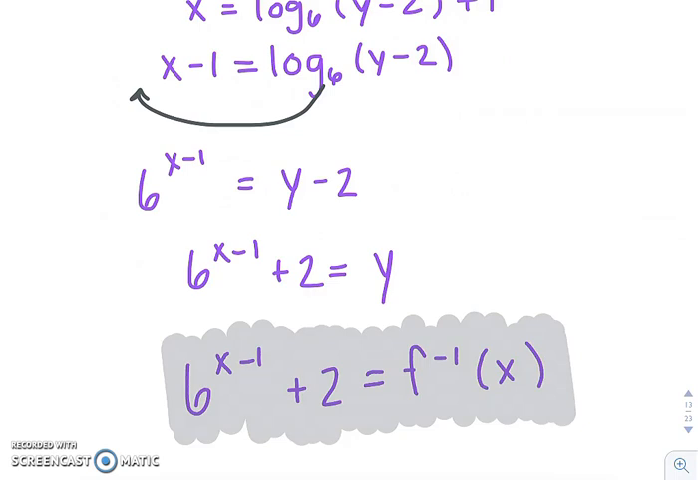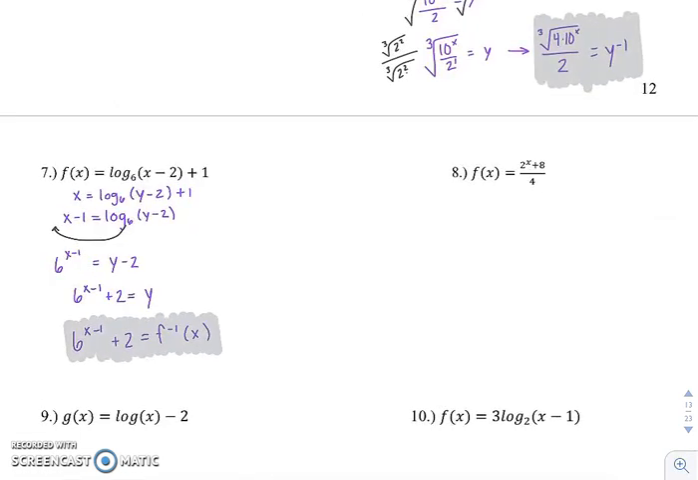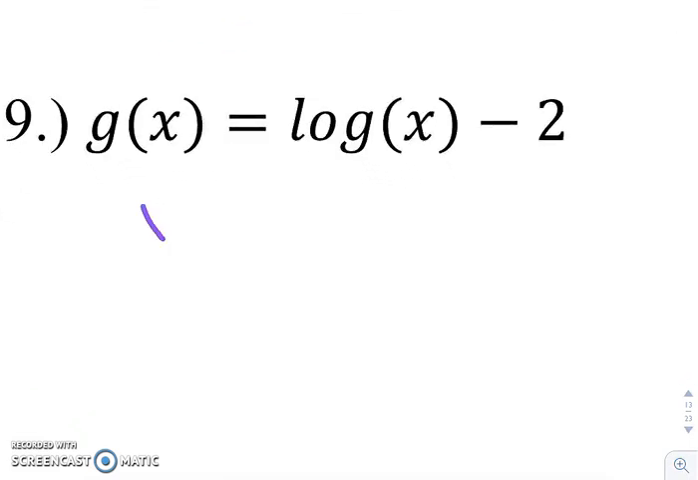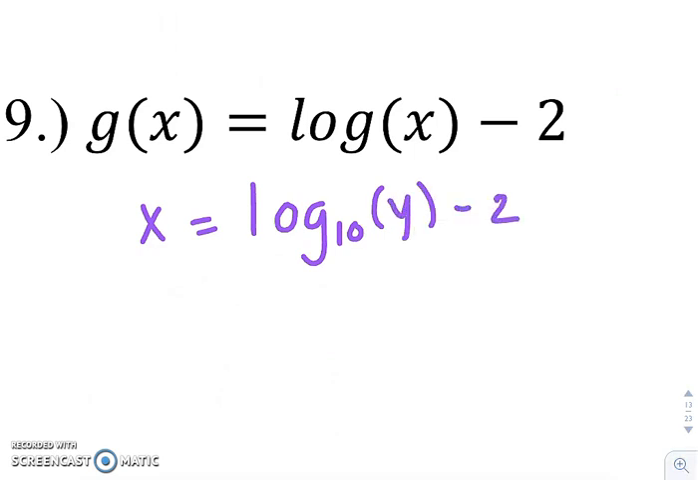All right, next one. Number 9. So x equals, again, no base. Well, there is a base. You just can't see it. Log base 10 of x minus 2, and not x, y. Switch that x and y.